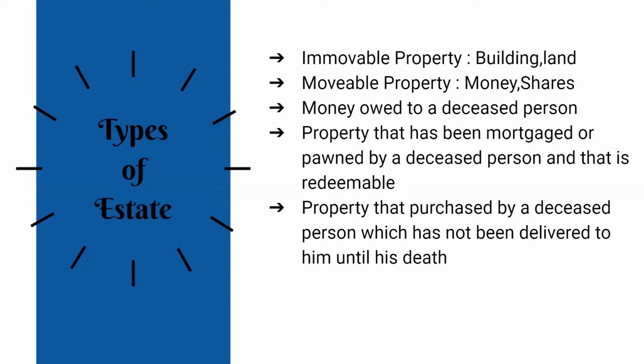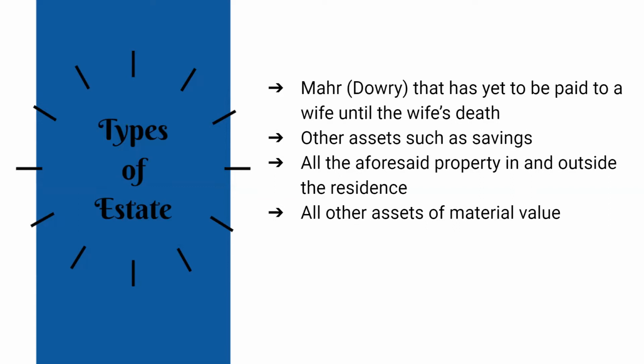The next one is property purchased by a deceased person which has not been delivered to him until his death. Next is mahr, or in Malay we call it mas kawin, that has yet to be paid to a wife until the wife's death. So mas kawin needs to be settled by the husband to his wife because it's one of the rukun of marriage. If the husband cannot finish his payment of mas kawin to his wife before his wife's death, the balance of the payment needs to be included in faraid.